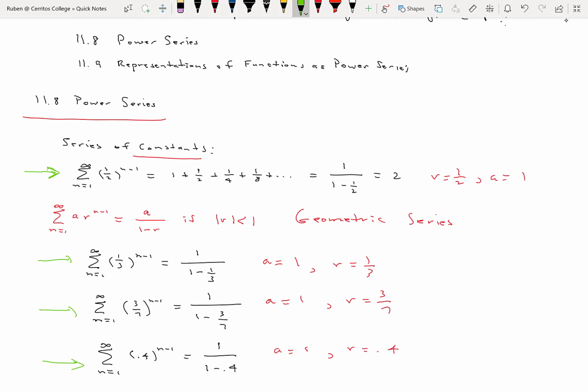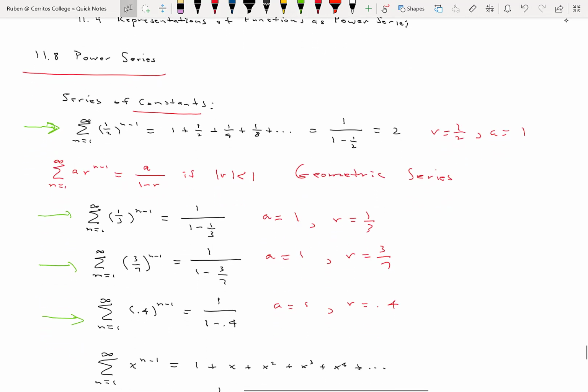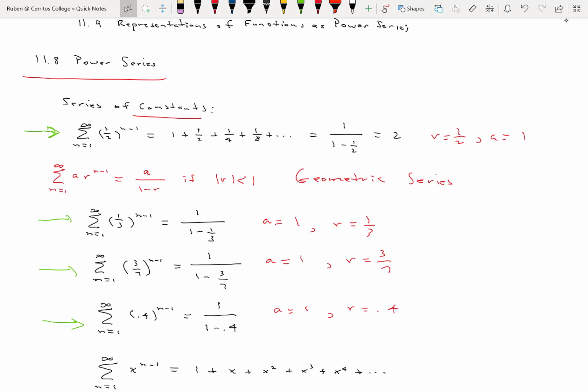So let's take the 1/2, the 1/3, the 3/7 and the 0.4 out, and let's handle every possible series of this form. Let's put a variable x into the series. Now we're looking at the sum of x to the n minus 1. There's no difference here in writing x instead of the specific constants 1/2, 1/3, 3/7 or 0.4. All I'm doing is saying, let's just look at every possible series of this form. So let's replace the individual constants with x.